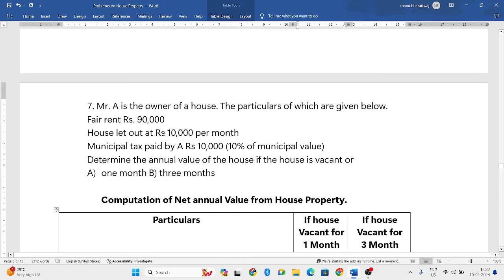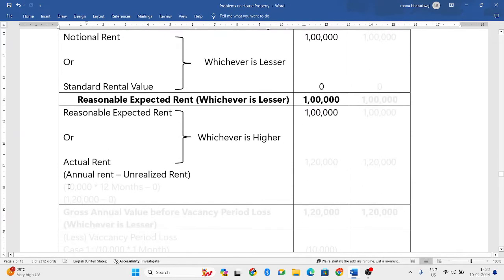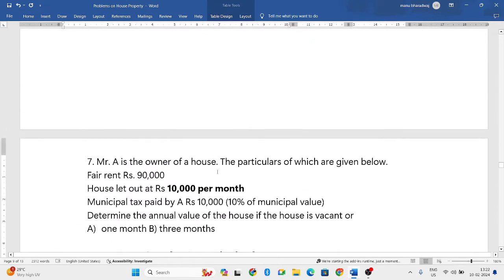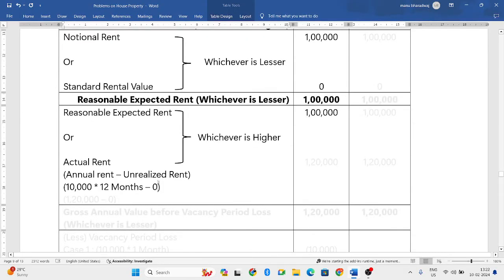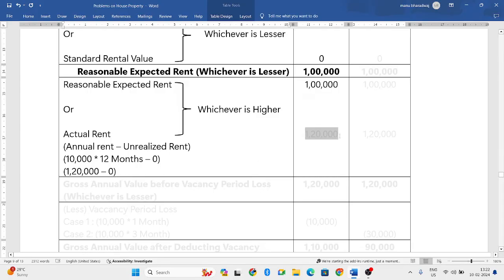The annual rent they have told is 10,000 per month. They have given per month, so we have to multiply into 12 months. So 10,000 into 12 months, we will get annual rent. From that, unrealized rent: in the question they have not given any information regarding unrealized rent, so it will be 0. So it will be 1,20,000 minus 0. The actual rent will be 1,20,000. Now, out of these two, whichever is higher, 1,20,000 is higher. So 1,20,000 will be our gross annual value before deducting vacancy period loss.